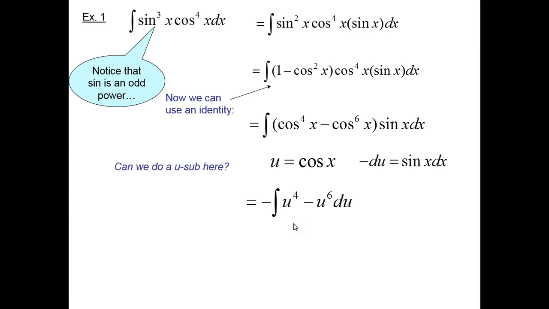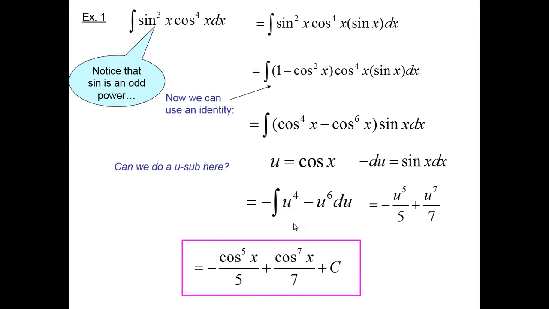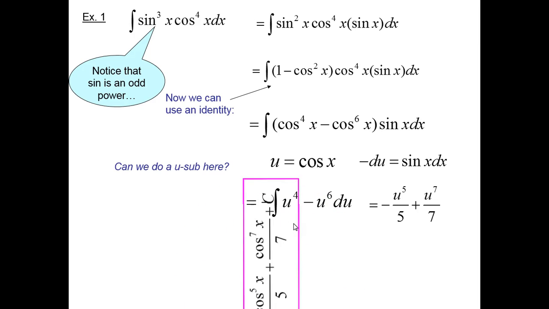Then we're just going to use power rules to integrate. So we have negative u to the fifth over 5 plus u to the seventh over 7. And of course, last step, we need to make sure we go back and replace u with the cosine x. That's our antiderivative.